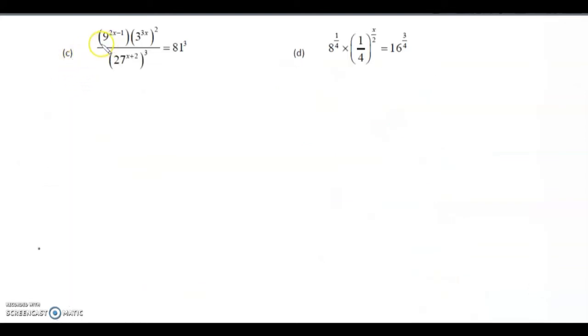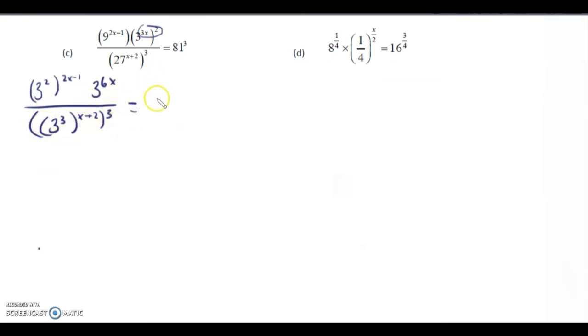Okay, so for C, I have the bases of 9, 3, 27, and 81. So I'm going to change all of these to a base of 3. So 9 is 3 squared, and I get 2x minus 1. And then 3 is just normal. So you know what? I'm just going to simplify this a little bit. I'm going to collect these exponents. So I'm going to write it as 3 to the 6x. Okay, and that's over 27. So 3 cubed to the x plus 2 to the cubed.